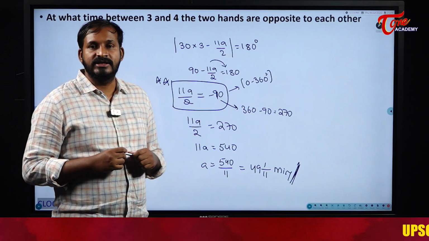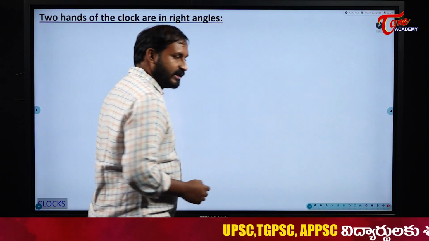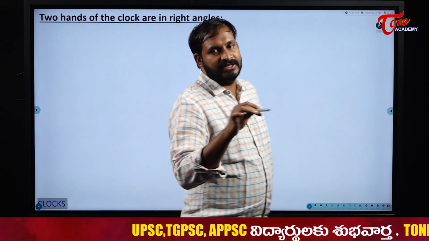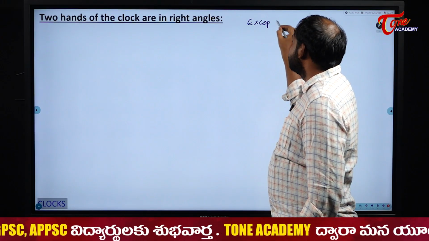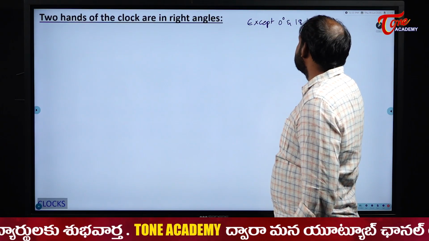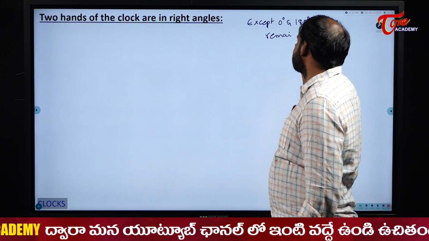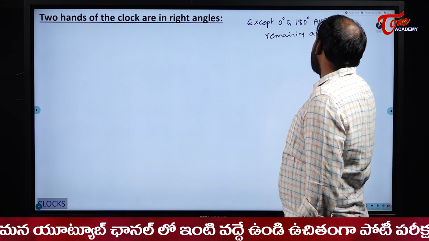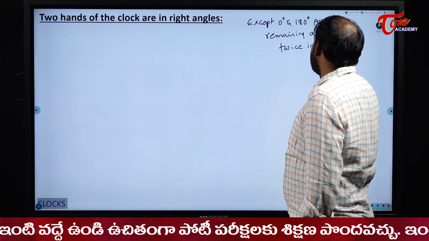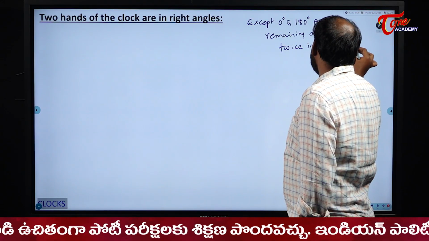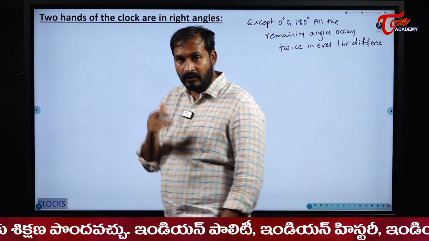Understood? This is about 0 degrees and 180 degrees. Now, the next important understanding is about angles other than 0 degrees and 180 degrees. Remember this one, students. Except 0 degrees and 180 degrees, all the remaining angles occur twice in every 1 hour difference. Every 1 hour difference. Sir, how? How will they occur twice? They are occurring only once, but how are these occurring?